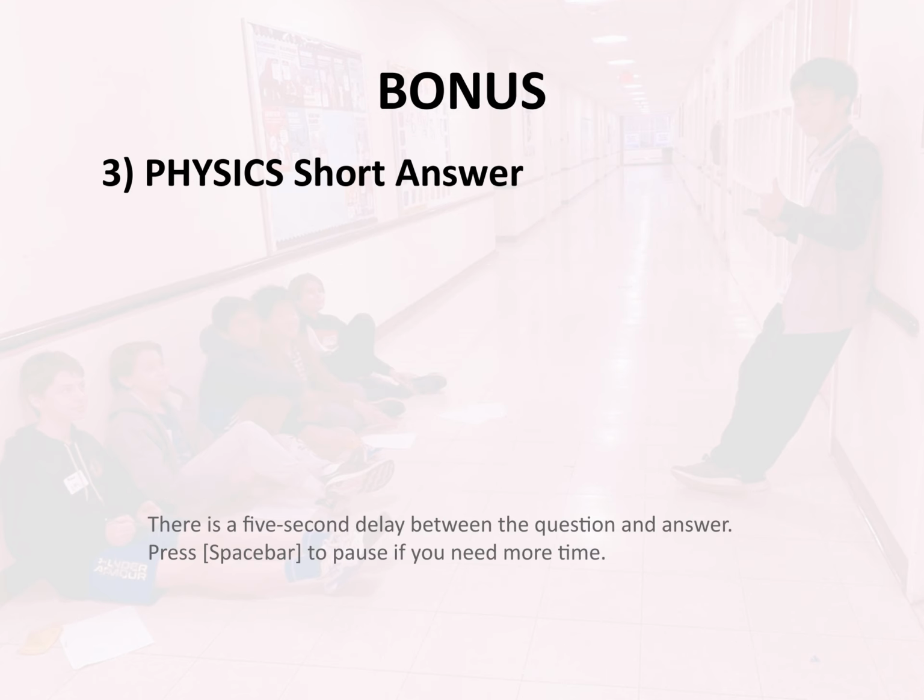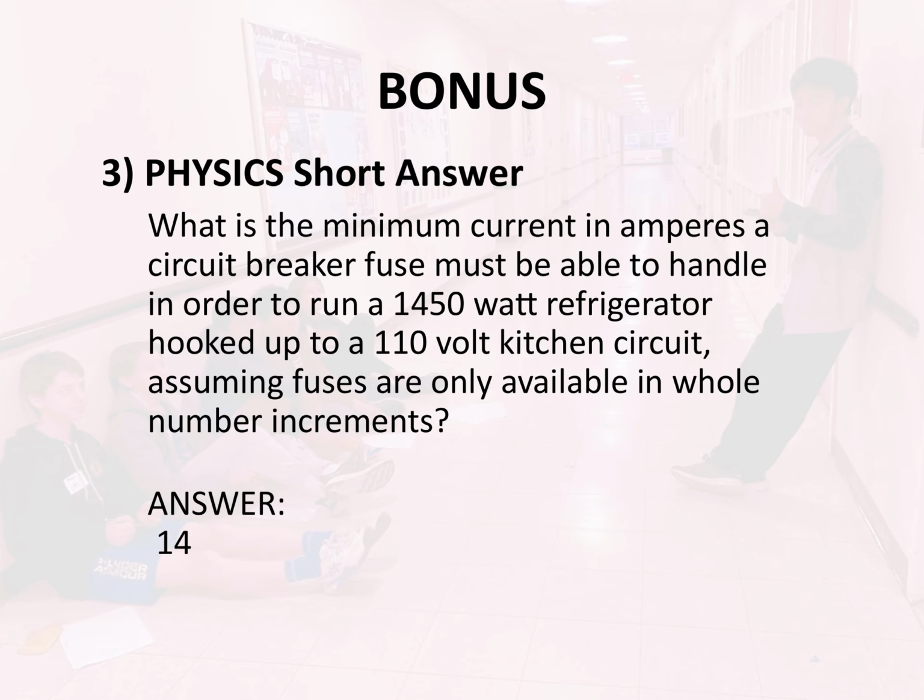Bonus 3. Physics. Short answer. What is the minimum current in amperes a circuit breaker fuse must be able to handle in order to run a 1450-watt refrigerator hooked up to a 110-volt kitchen circuit, assuming fuses are only available in whole number increments? Answer: 14.